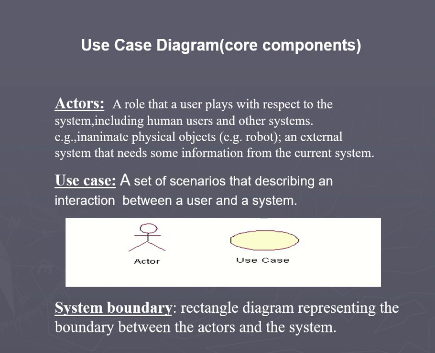The actor is a role that a user plays with respect to the system, including human users and other systems. For example, an intimate physical object, such as a robot, and an external system that needs some information from the current system. An actor represents a role which may include a human user, external hardware and other systems. An actor is usually drawn as a named stick figure, or alternatively as a class rectangle with the actor keyword.